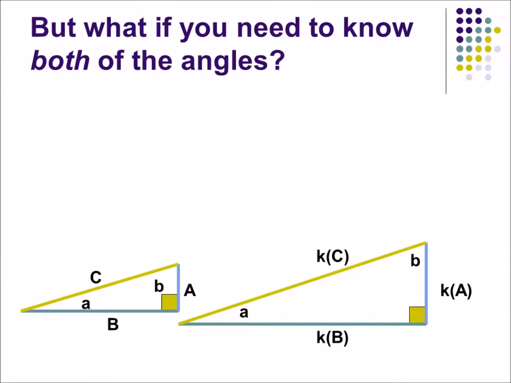But what if we don't know either of those two acute angles? What if we don't know little a or little b? Maybe we know the lengths of the sides of the triangle, but we don't know the angles. For example, in a 3, 4, 5 right triangle, anybody know what the sizes of the two angles are?